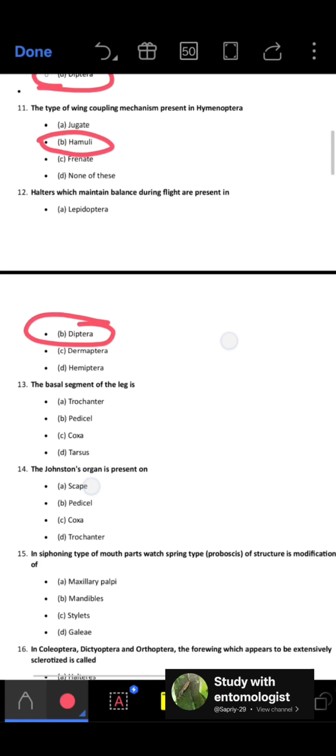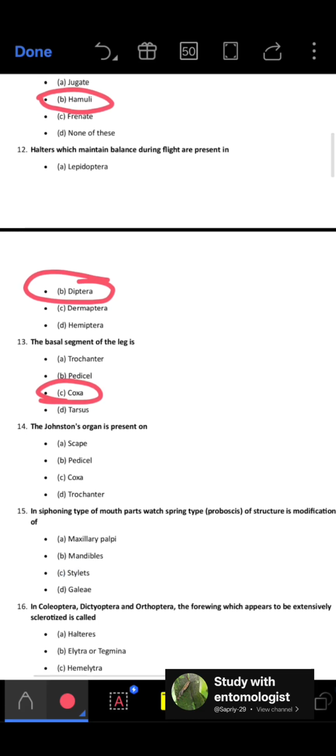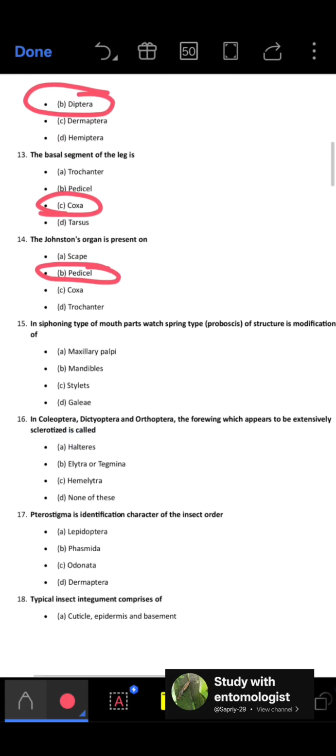Next question is, the basal segment of the leg is? That is coxa. Next question is, the Johnston's organ is present on? So it is present on the second segment of the antenna, known as pedicel. Next is, in siphoning type of mouthparts, which is a spring-type proboscis, the structure is a modification of? So it is a modification of galea.